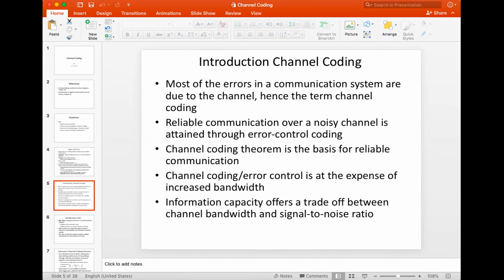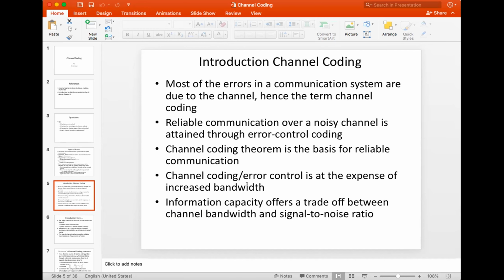So channel coding, sometimes we say channel coding, sometimes we say error control, is at the expense of increased bandwidth. Now, remember when we were looking at data compression, we said that you remove redundancy. Now in channel coding, it's the exact opposite. You introduce redundancy in a controlled manner. And this redundancy is trying to compensate for the errors, in other words, to remove or reduce the number of errors at the receiver. So in channel coding, you are introducing controlled redundancy. In data compression, you're removing redundancy. Which means that channel coding comes, unfortunately, at the expense of increased bandwidth.